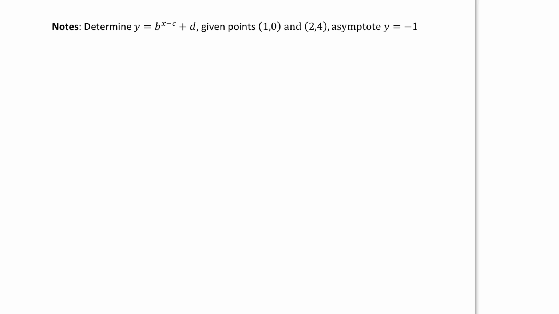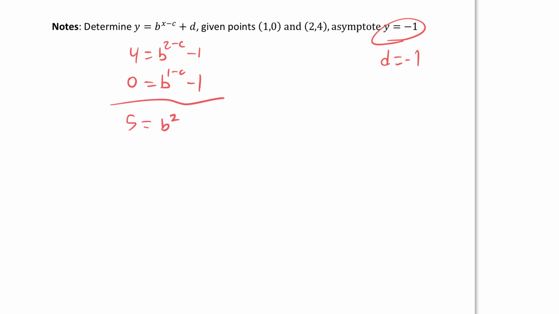All right, so hopefully you gave that a try. Instead of giving you the graph, I'm just giving you the points, but it should be the same approach. This tells you that d equals negative 1. Here, your points (2, 4) and (1, 0) can be plugged in, so we get 4 equals b to the 2 minus c, minus 1, and 0 equals b to the 1 minus c, minus 1. We go ahead and move the negative 1 over, so we get 5 equals b to the 2 minus c, and 1 equals b to the 1 minus c.